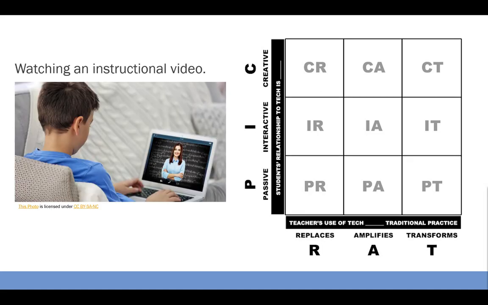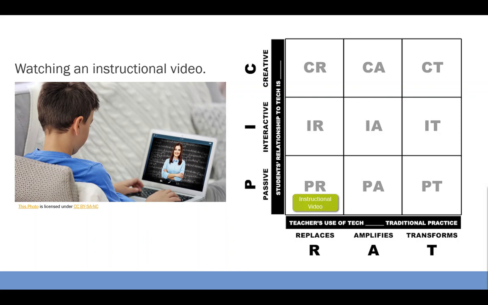So let's start with this. We have a student watching an instructional video. Where do you think it would fit? PR, PA, PT, IT? Which quadrant? It's not a quadrant. Which area do you think it would fit in? So I would put that in the replace and passive. So in this case, the student is just watching something. They're passive. And the teacher's use of the tech replaces traditional practice. Traditional practice is a teacher lecturing to students, and that's all the video is doing.